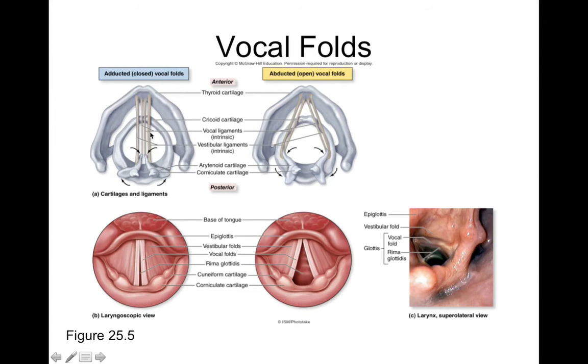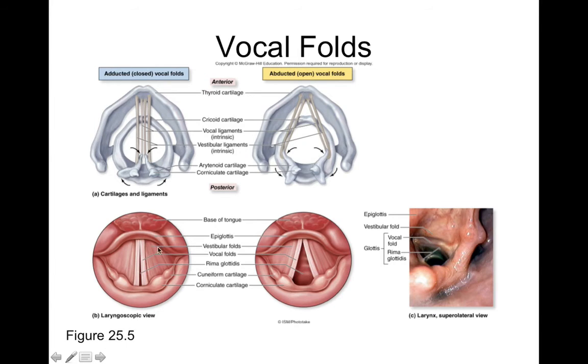Now, if you look inside the larynx, we find what we call vocal folds. These are also called your vocal cords. So you see your vocal cords are what anchor to the arytenoid cartilage here. So by moving your arytenoid cartilages, it helps move your vocal folds or vocal cords around. And that's going to be what produces speech or sound.